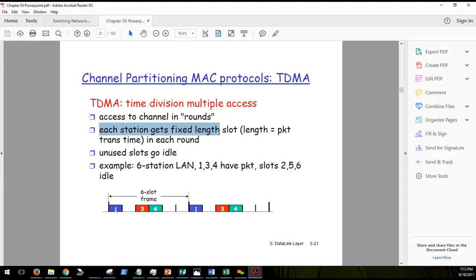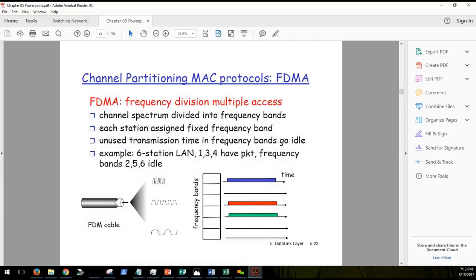See, he says it right here. Each station gets a fixed length slot, and when we talk about slot, we're really talking about time. So the length of the slot is equal to the packet transmission time. So he's telling you everything right there.